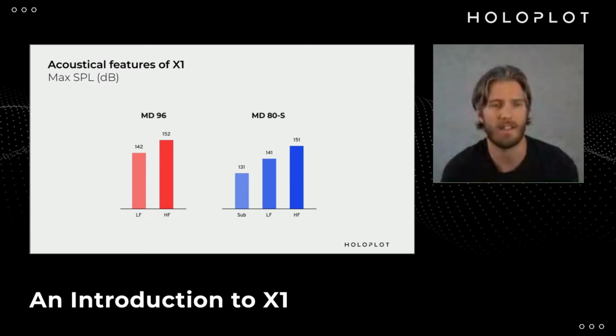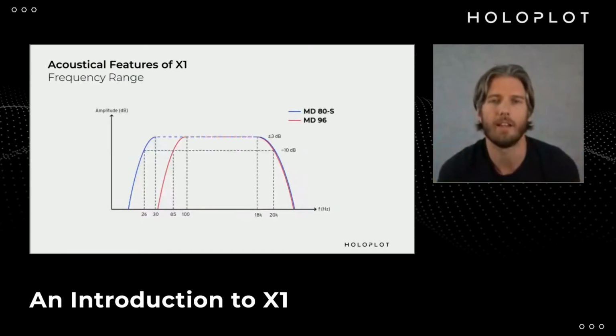You can see that there's a slight reduction in the SPL in the LF and HF for the MD-ATS, and that's due to the reduction of the number of drivers in that unit. So moving on then in terms of the frequency range and the crossover frequencies we can expect to see from this.